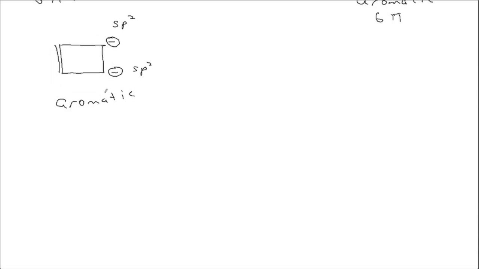Good. And how many pi electrons are there? 6. Because does this have any lone pairs? Yes. Yeah, carbanions have lone pairs. Is this pi electrons? Yes. Yeah, that counts as pi electrons. This counts as pi electrons. This is pi electrons. So it looks like we got that one right.